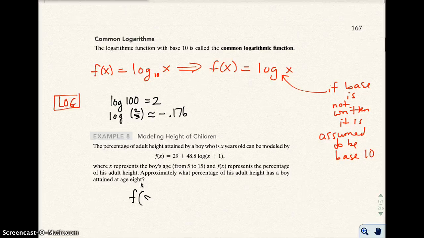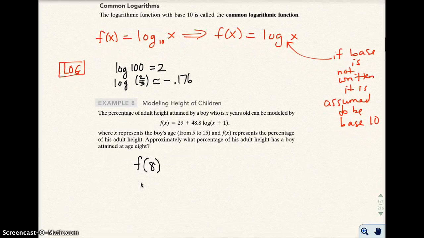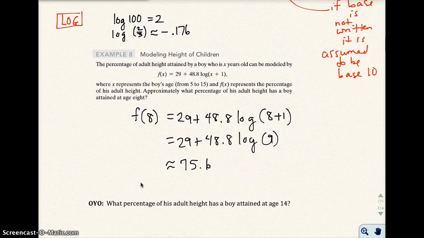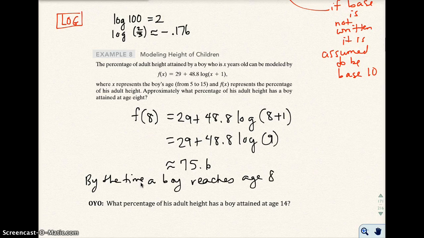So f of 8, where x represents the boy's age, equals 29 plus 48.8 times the log of 8 plus 1. So I get 29 plus 48.8 times the log of 9. You type it in your calculator, and you'll get approximately 75.6. And again, that represents a percentage. So by the time a boy reaches age 8, he will have obtained approximately 76% of his adult height.